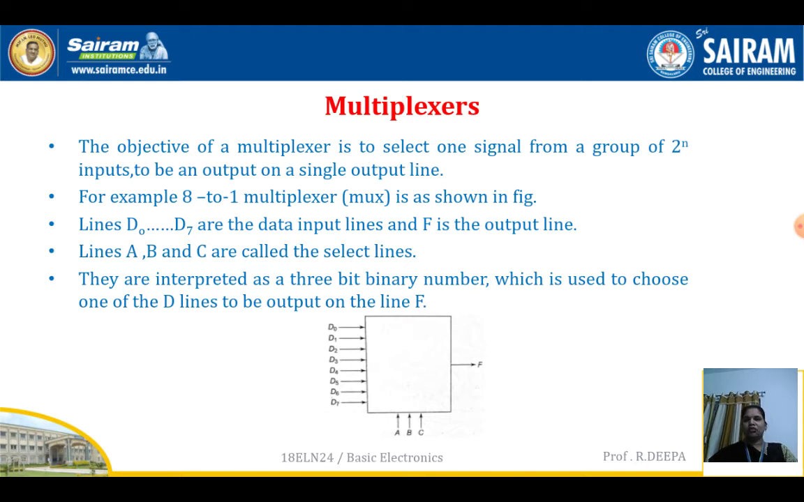For example, an 8 to 1 multiplexer is shown below, where there are D0 to D7 input lines, that is, 8 data input lines, and F is the output line. The lines A, B, C are called select lines. These select lines help you select which input has to appear at the output line, so they are called select inputs. They are interpreted as a 3-bit binary number which is used to choose any one of the data lines to be the output on the output line F.